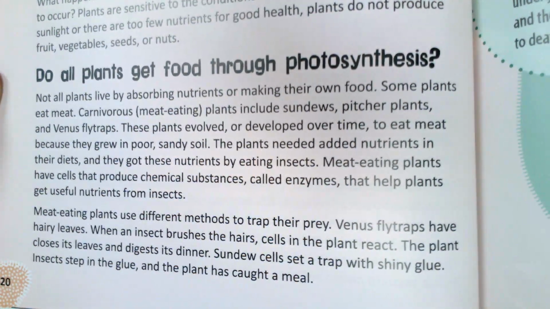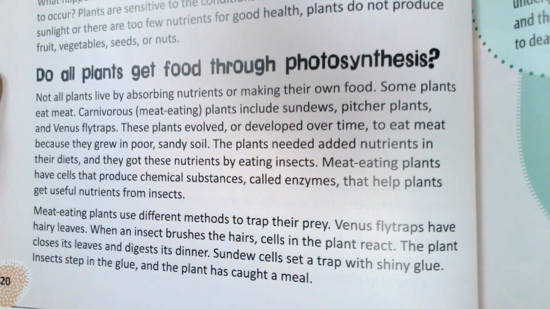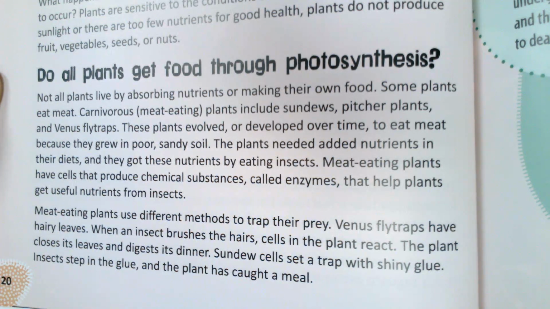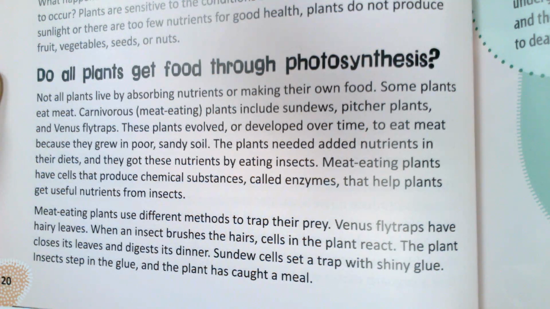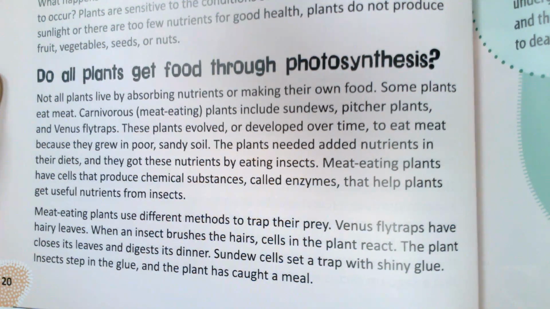Meat-eating plants use different methods to trap their prey. Venus flytraps have hairy leaves. When an insect brushes the hairs, cells in the plant react. The plant closes its leaves and digests its dinner. Sundew cells set a trap with shiny glue. Insects step in the glue and the plant has caught a meal.